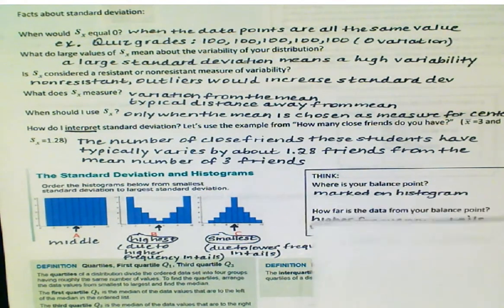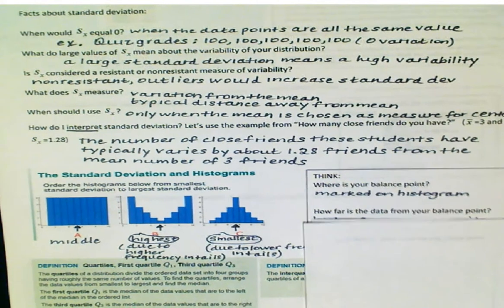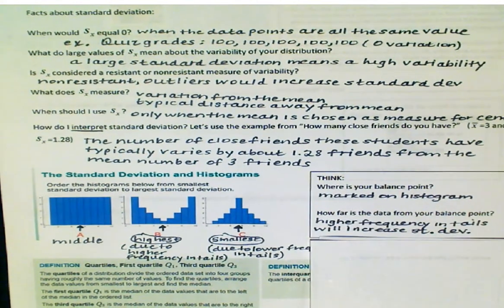Okay. How far is the data from your balance point? The higher frequency in tails will increase the standard deviation, which is kind of what we just went through and described. So if you're looking at a histogram, that's what you're looking at. How much is in the tails?